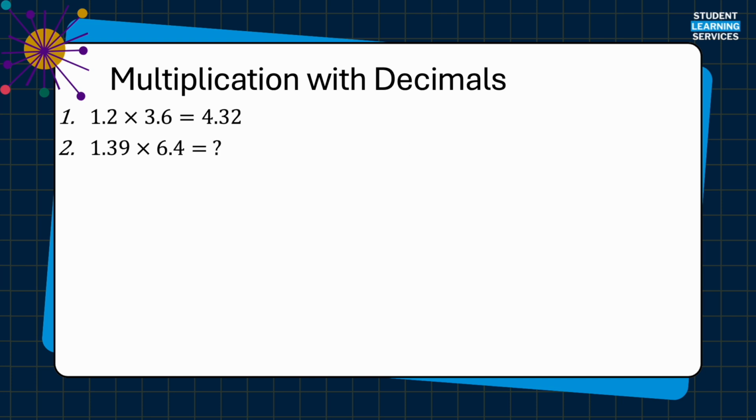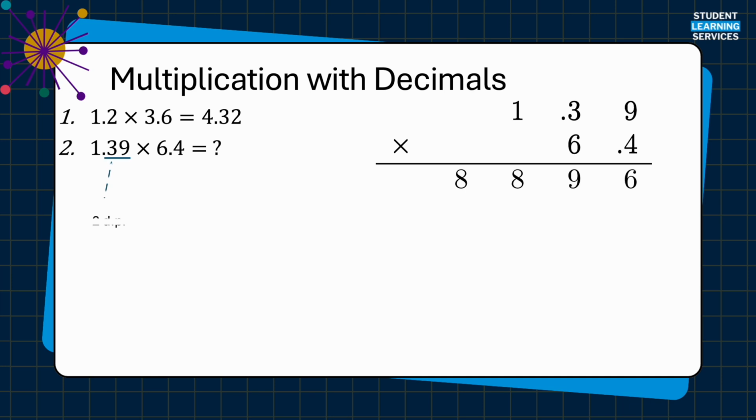Let's look at the second example. 1.39 times 6.4. Can you first set it up? Your setup should be something like this. Because if you ignore the decimal point, 64 is a small number compared to 139. So we put it below. Now we just treat this as 139 times 64. What is that equal to? That should be equal to 8896. How many decimal places do we have in total in the question? Well, 1.39 has 2 and 6.4 has 1. So in total, we have 3 decimal places in the answer. That means we put a decimal point here.